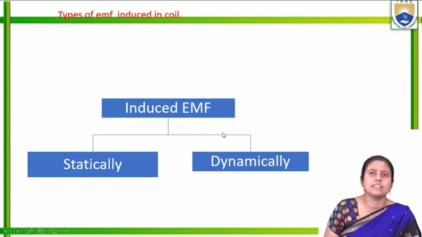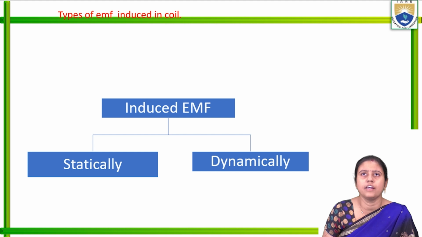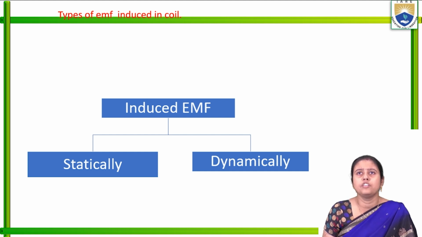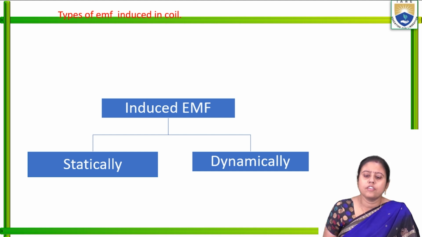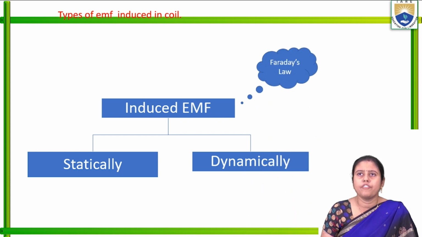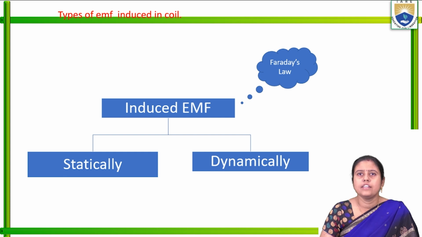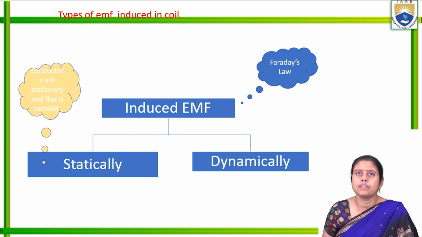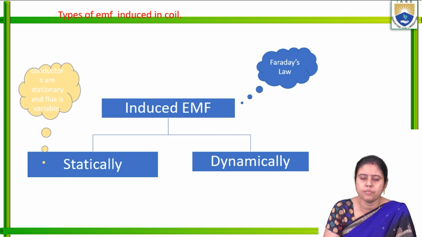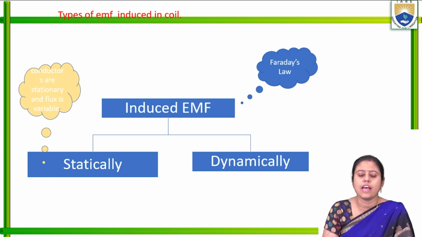Just as we discussed in the previous question, here is the same question: types of EMF induced in the coil. So what is the induced EMF? According to Faraday's law, if there is a rate of change of flux, there is an EMF, and this EMF is known as the induced EMF. Induced EMF is of two types: one is statically, one is dynamically.